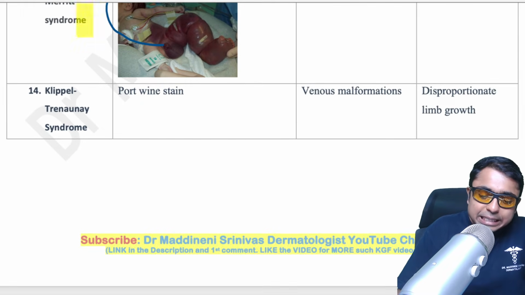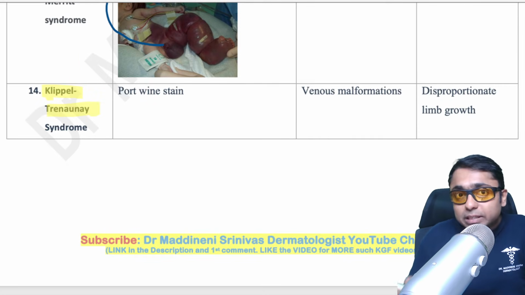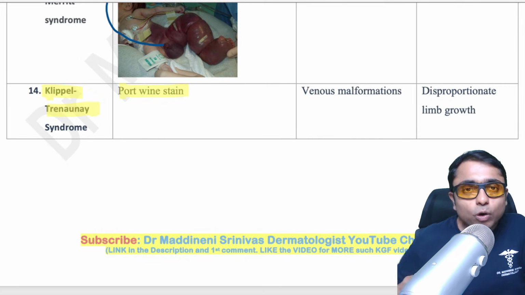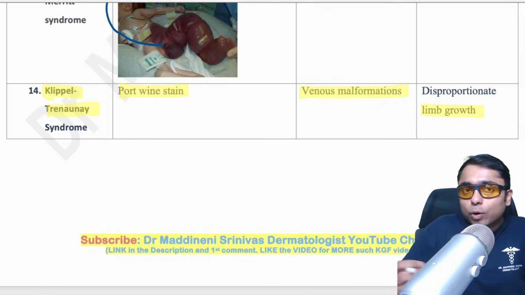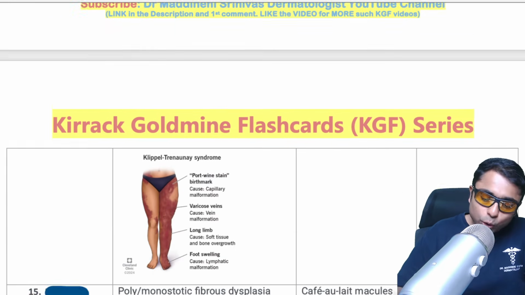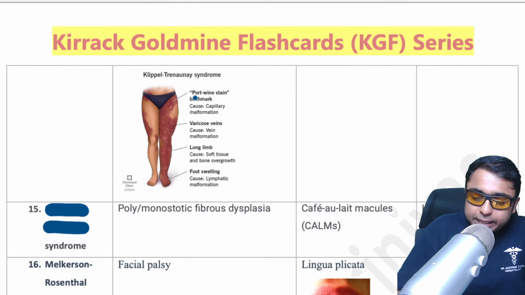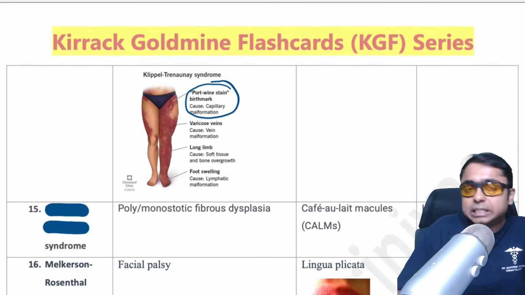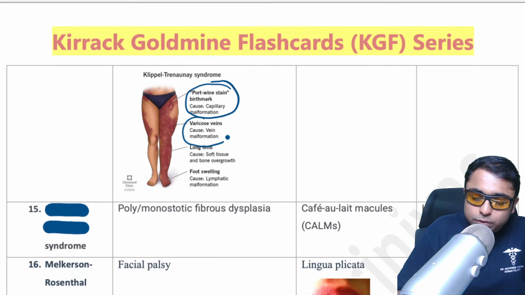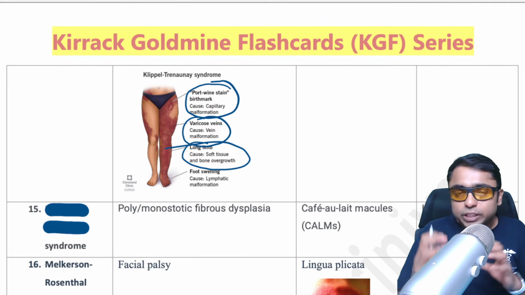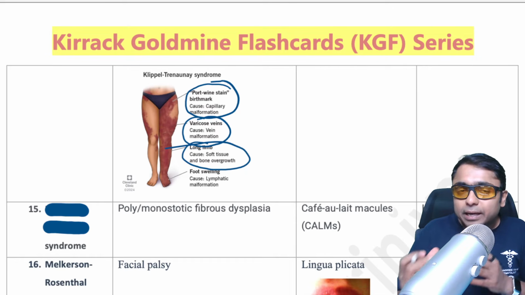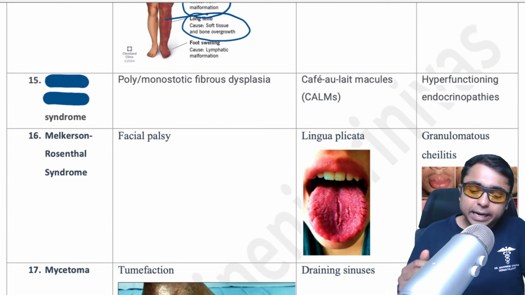Okay. So next is the Klippel-Trenaunay syndrome, in which there's going to be a port wine stain, also called nevus flammeus, and venous malformations can be seen, and also limb growth can be inappropriate. So disproportionate growth can be seen in these patients. So here you can see the port wine stain, which is a capillary malformation, and also varicose veins can be seen due to vein malformation, and also soft tissue and bone overgrowth may be there, because of which limb length will be different on both sides, right and left.